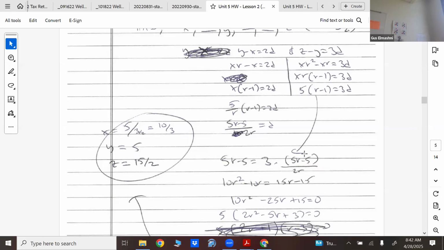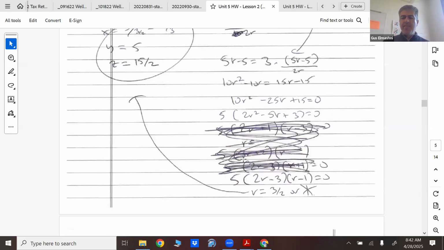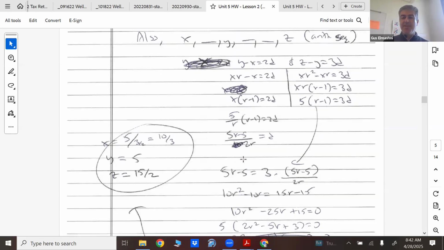So what I do is replace x with 5 over r, and then replace d, and then you get one equation in terms of r. And then you can use quadratic formula to solve it, or factor. Once you solve for r, you get x, y, z. So there you go. No, I won't do this on a test. This is a little too much, I feel.